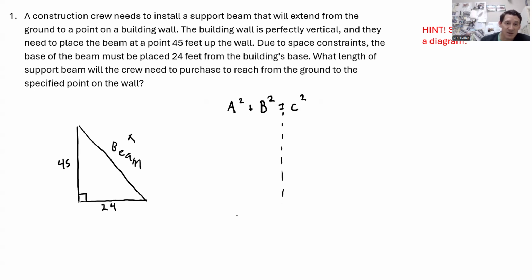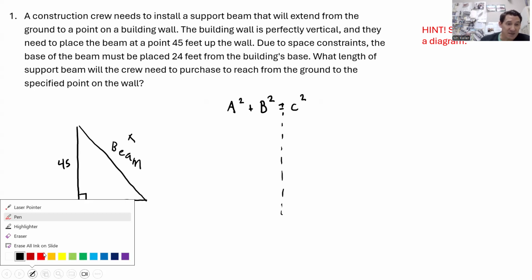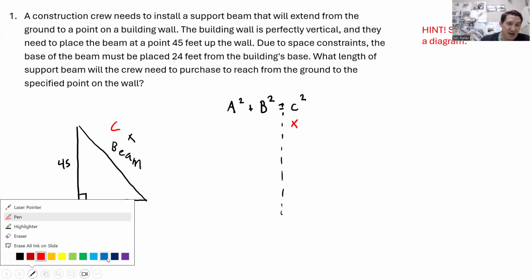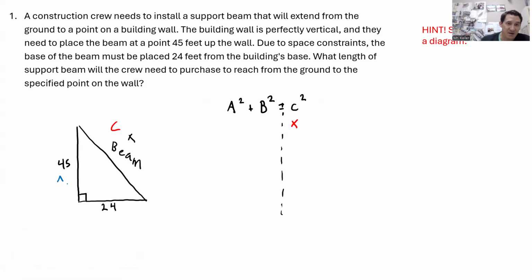So just like always, we're going to label the sides A, B, and C. Starting with C, C is the longest side. So C is x. And then A and B are interchangeable. Doesn't matter where you go there. So it's going to be 45 and 24. So it's 45 squared plus 24 squared is equal to x squared. And then we're going to solve this.